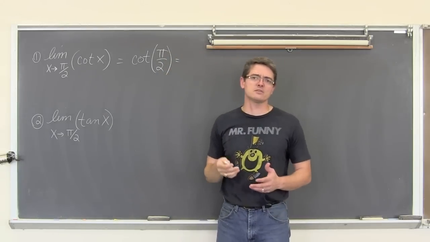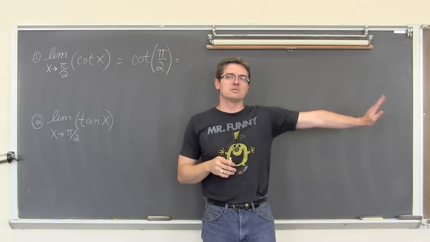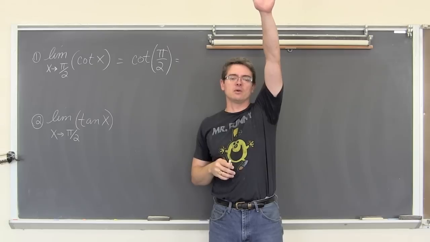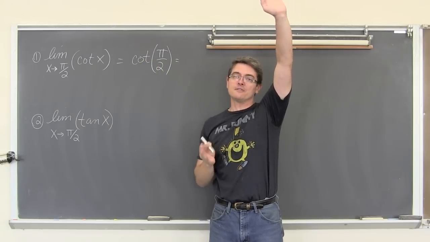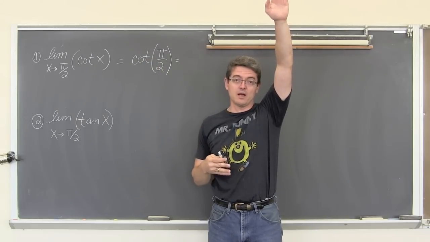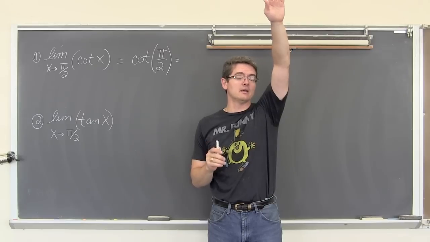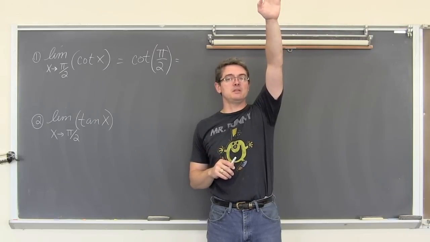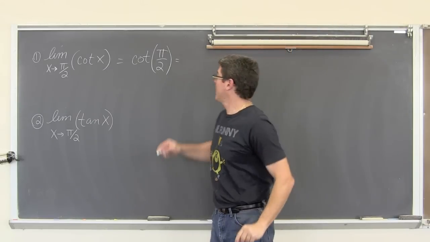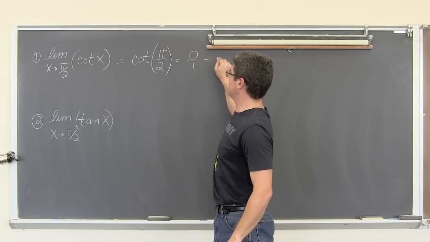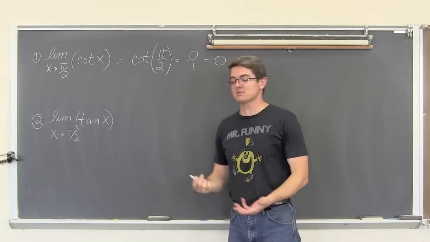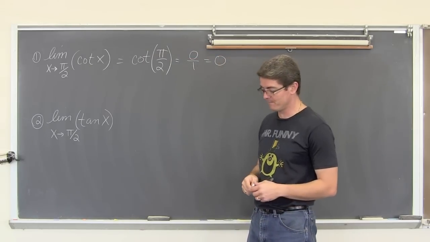On the unit circle, pi over 2 is 90 degrees, so here's 0, and pi over 2 is 90 degrees. Now, cotangent of theta is equal to what? x over y. So at pi over 2 or 90 degrees, the x value is 0, and the y value is 1, and 0 divided by 1 is 0. So there's our answer. The limit is 0.